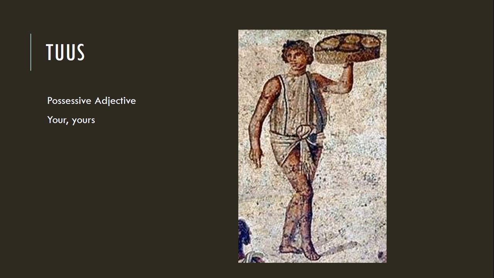Tuus, like in the last chapter with meus, is an adjective, and it shows possession. It means your or yours, depending on the context. So servus tuum cibum portat. The slave is carrying your food.